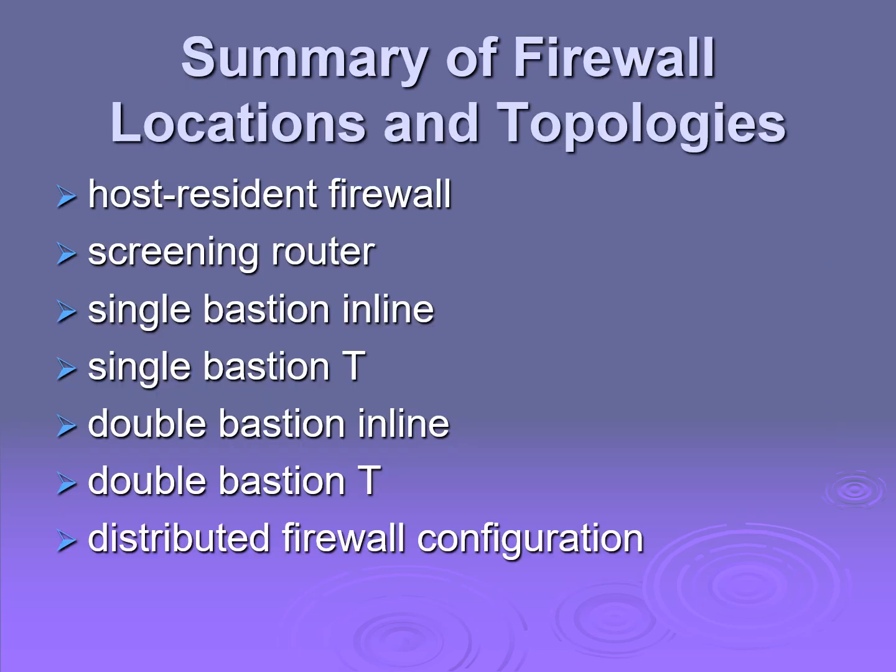Next, we'll discuss a summary of firewall locations and also topologies. So what we have discussed so far all define a spectrum of firewall locations and topologies. So the following alternatives can be identified. First one is called a host resident firewall. This category includes personal firewall software and firewall software on servers. Such firewalls can be used alone or as part of an in-depth firewall deployment.